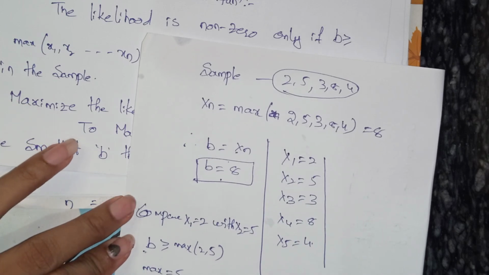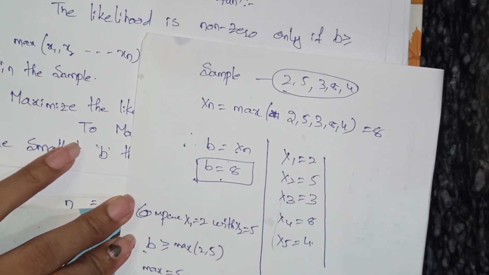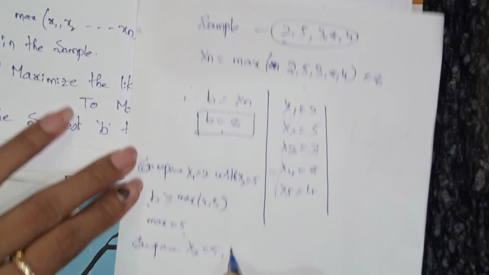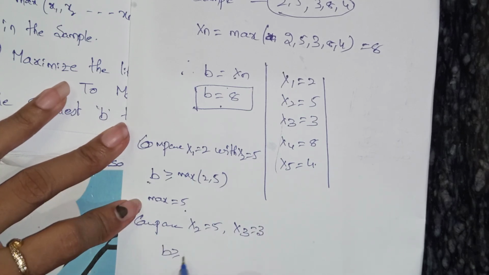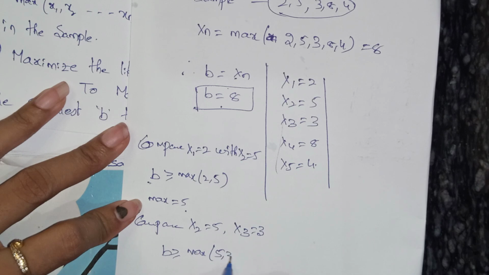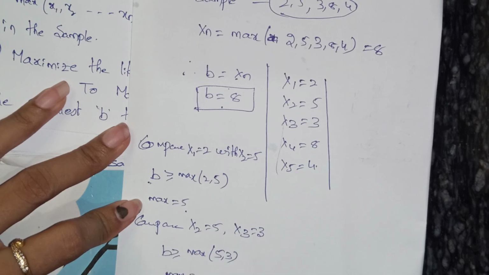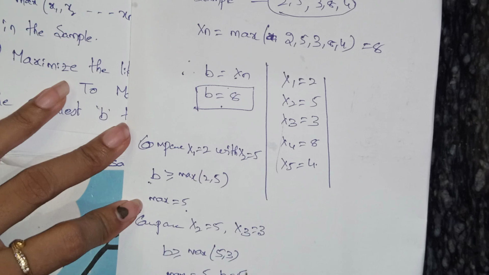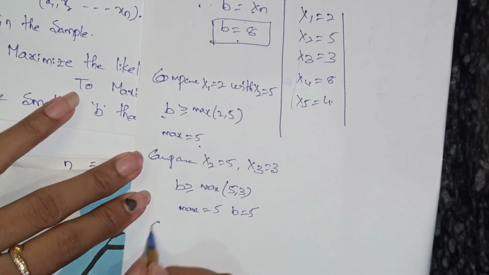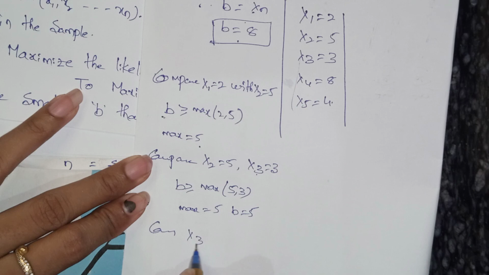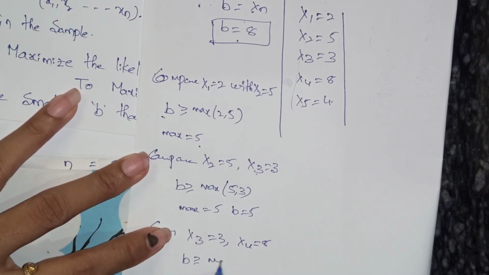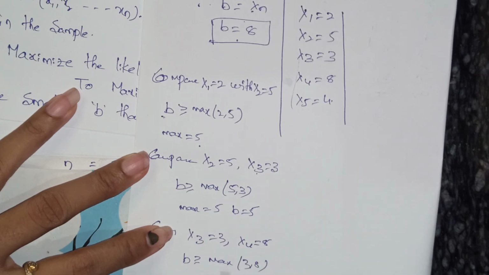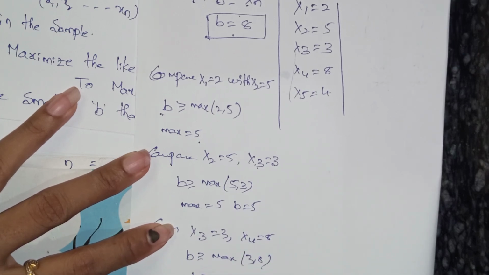Again, we have to check everything. Next we compare x2 equals 5 and x3 equals 3. So b is greater than or equal to the maximum of 5 comma 3, which is 5. Again the b value equals 5. Then we compare x3 and x4: x3 is 3 and x4 is 8. So b is greater than or equal to the maximum of 3 comma 8, which is 8.